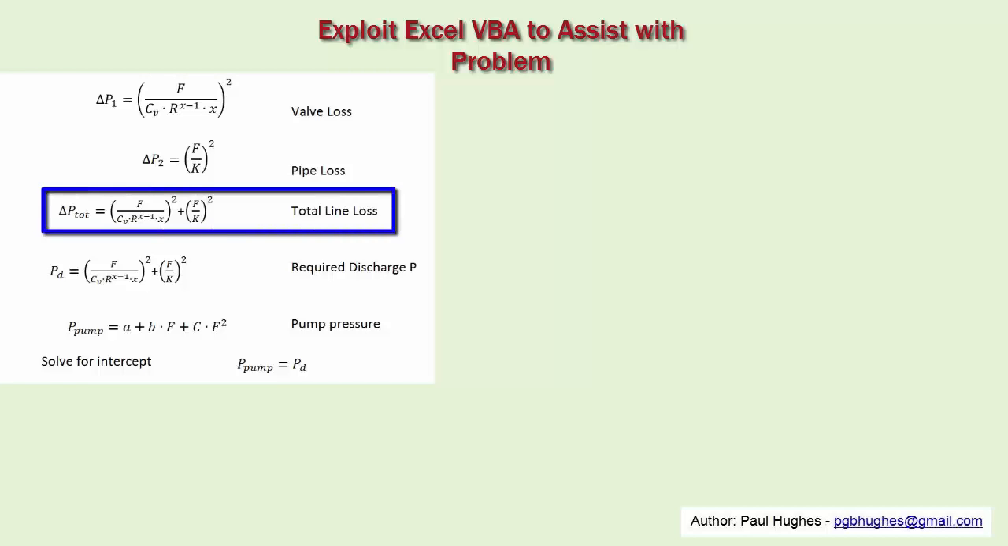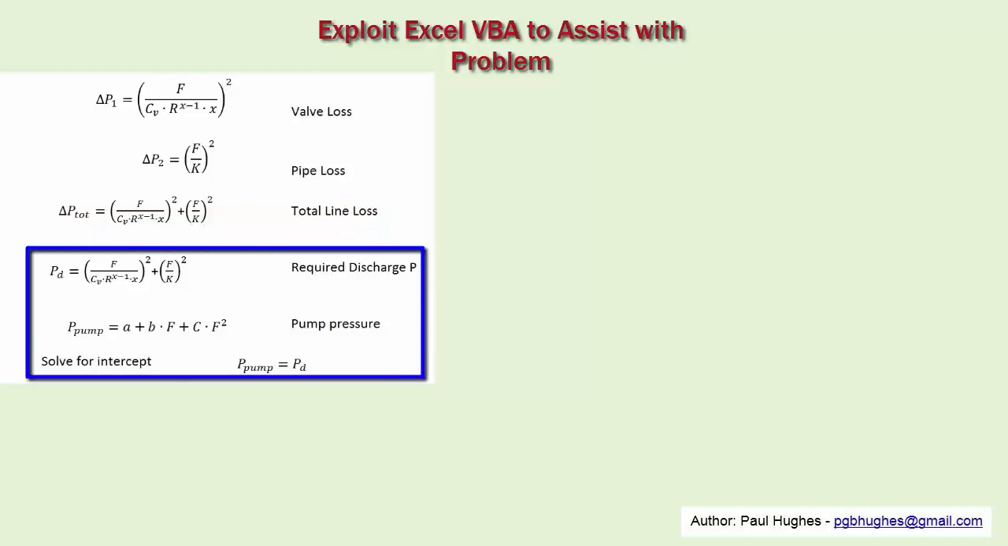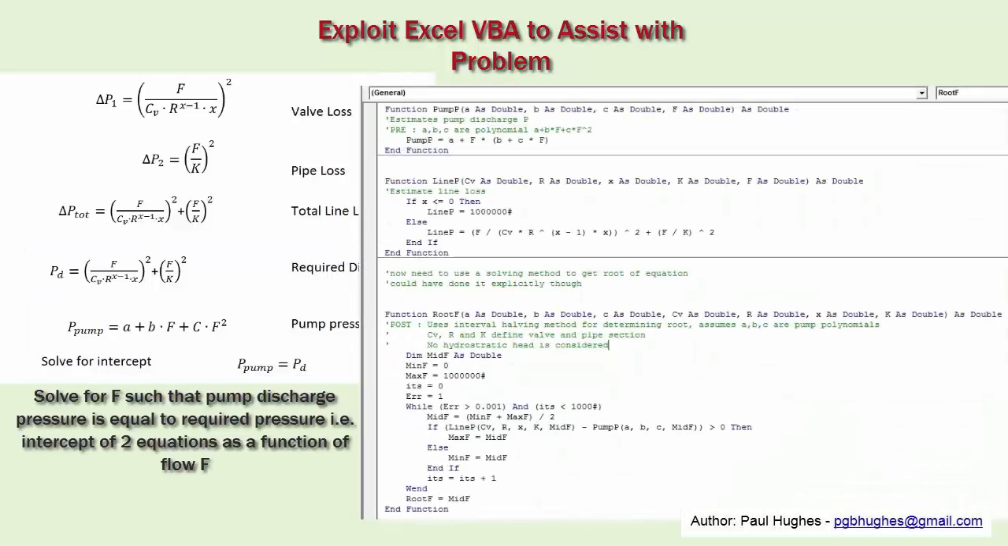And then if we look at the discharge pressure of the pump, and we assume it's a polynomial, what we need to do is solve for the flow where the pump discharge pressure equals the required discharge pressure. In Visual Basic, this can be achieved using an interval halving method as shown here, assuming it's a polynomial for the pump performance curve.